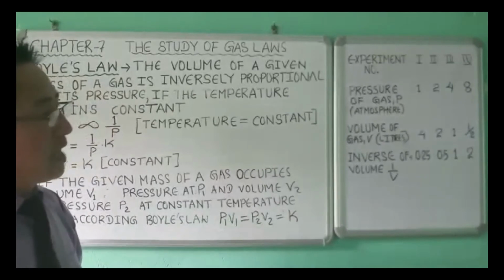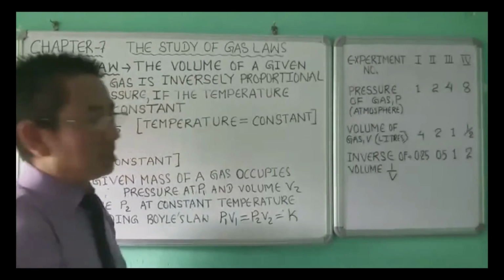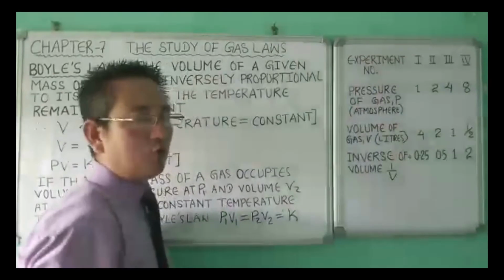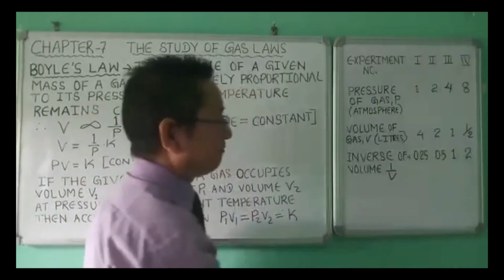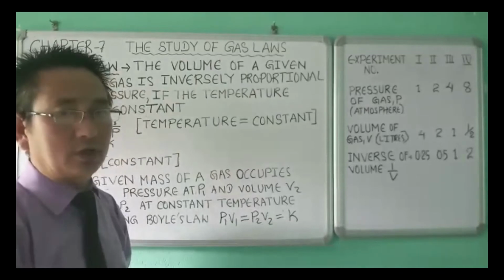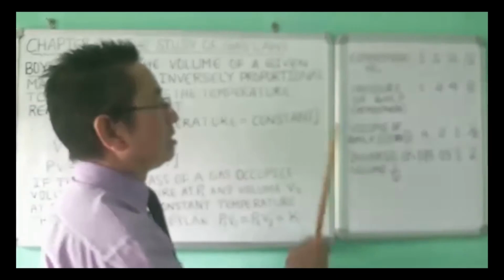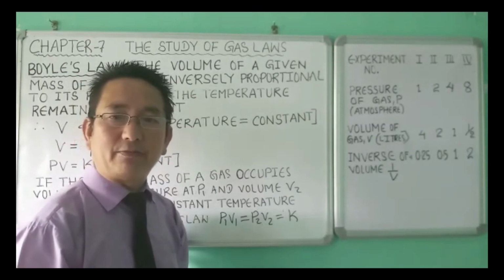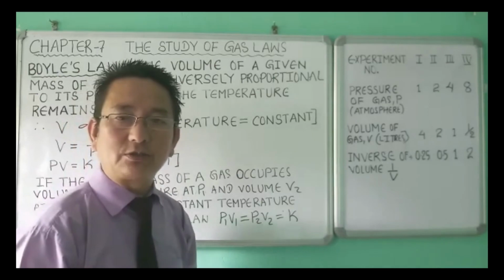Now when you multiply this pressure and the volume, 4 ones are 4, 2 twos are 4, 4 ones are 4, 8 into half is 4. Here you get the same result, that is 4 liter atmospheres. From this experiment we concluded that the product of pressure and volume remains constant when the temperature remains constant. Next we'll have the graphical representation of Boyle's law.